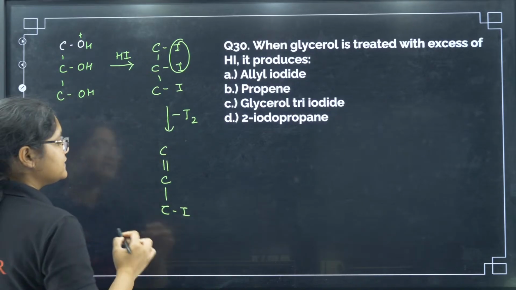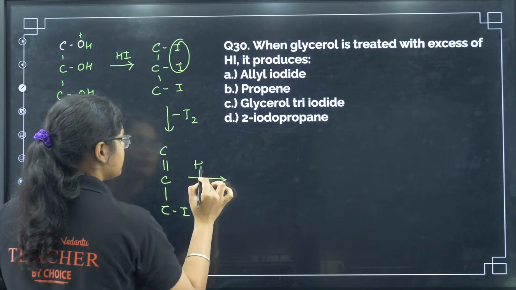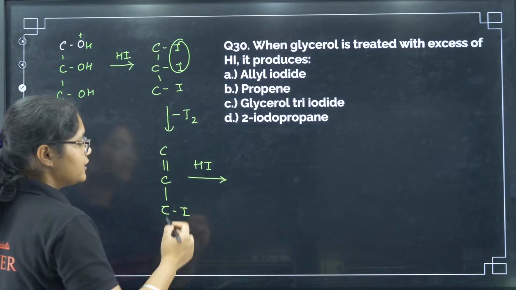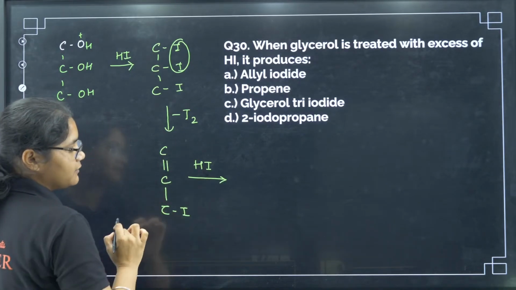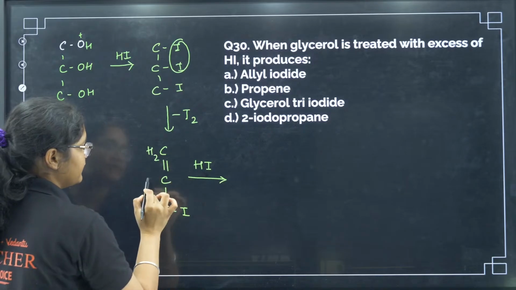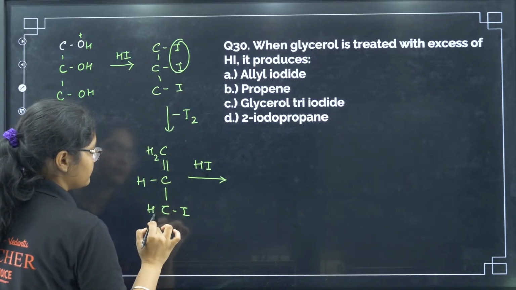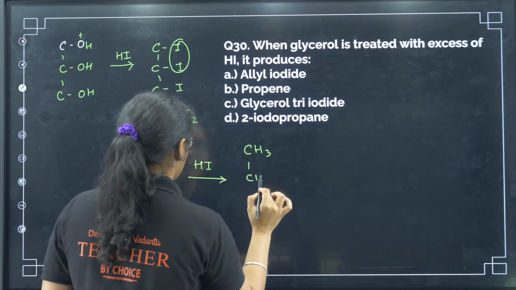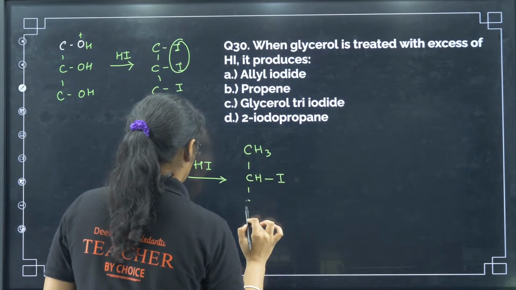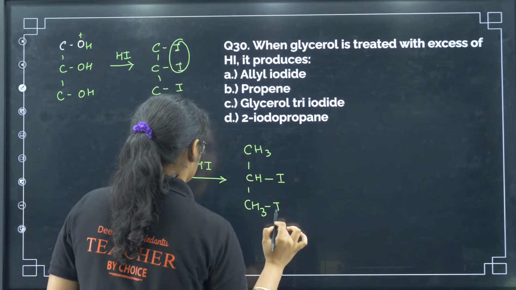Next, you will add HI again. Excess of HI is there, so Markovnikov's rule will be followed and H will be added here and I will be added here, because this carbon has a smaller number of hydrogens, right? So what I will get is CH3, CHI, and then CH3I, right?